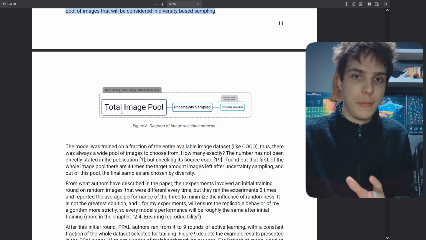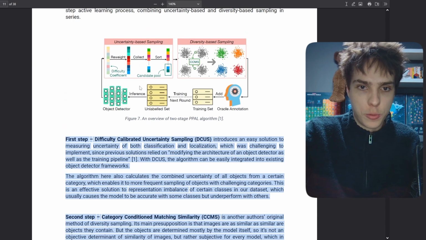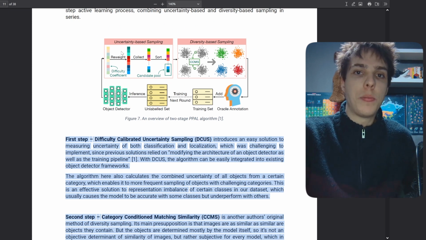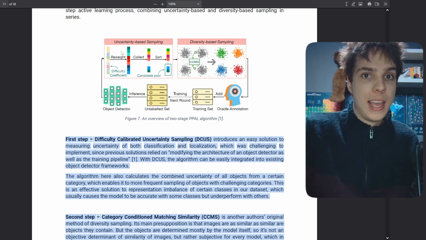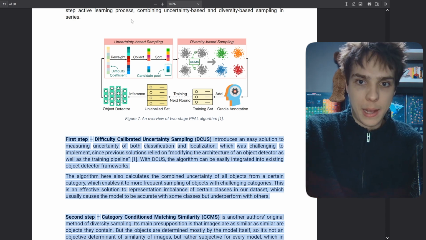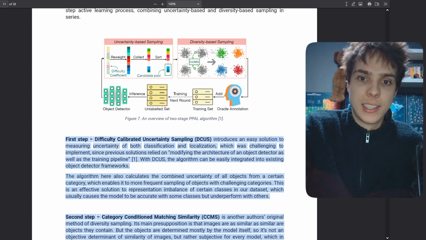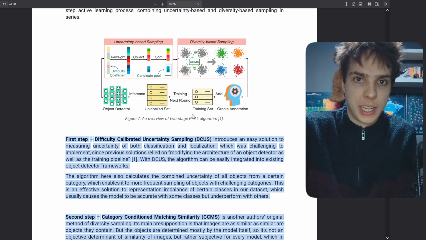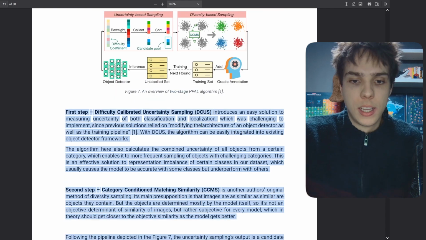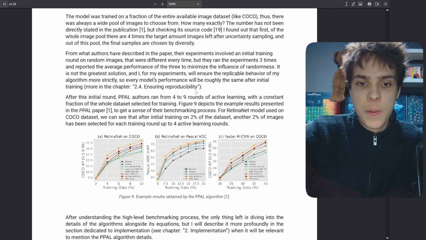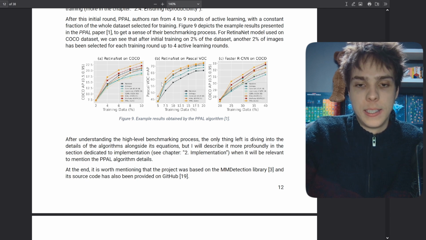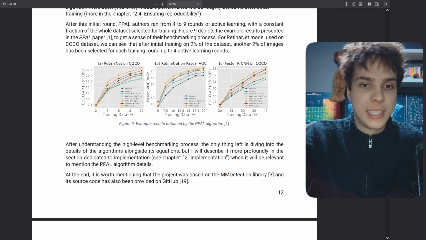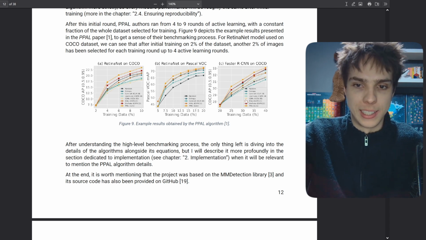We have a total image pool here. Then we sample uncertain images, hard samples, and from these hard samples we sample diverse ones, and then we pick that for training. That's how the algorithm works, and that's visualized also here. And they train on a percent of images round by round up to a certain point. And you can see that throughout all these rounds, it was better than the competition at least.